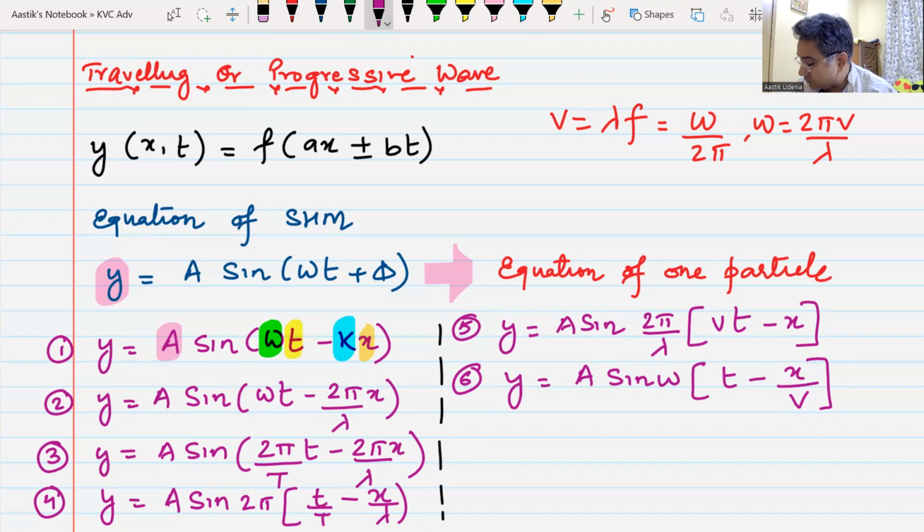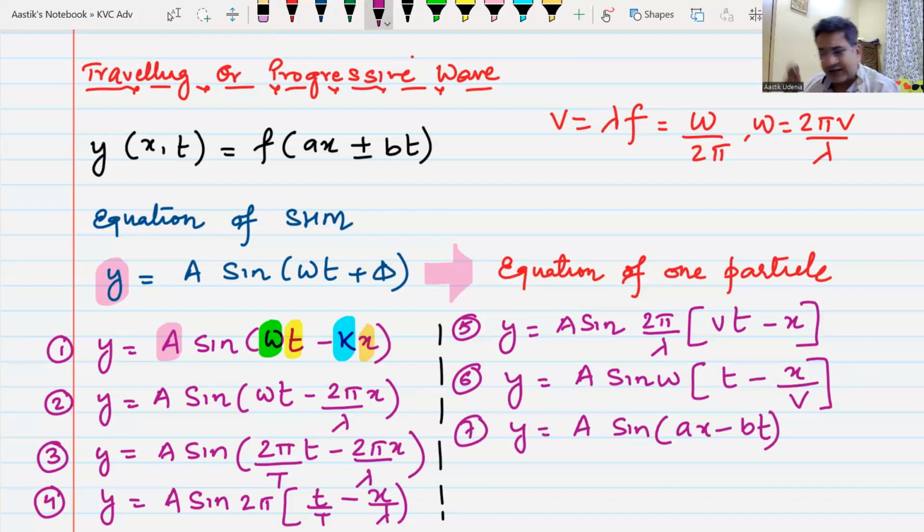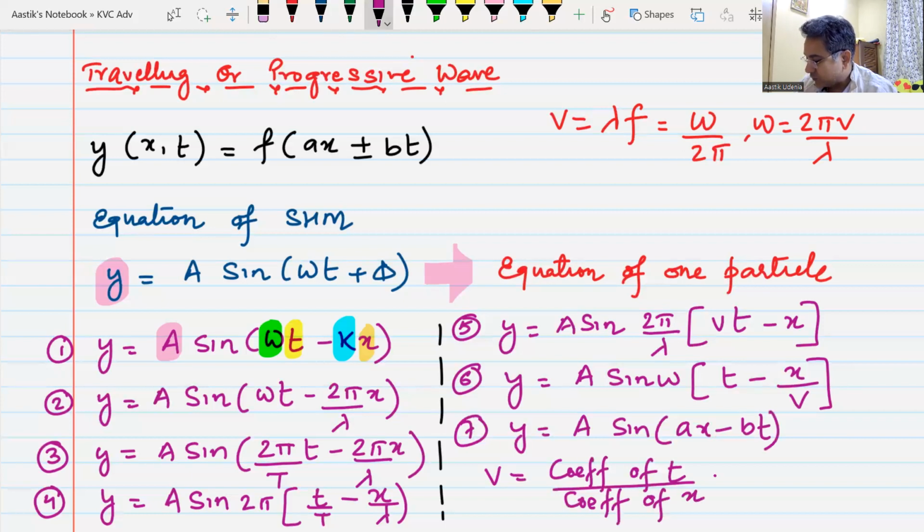If in a general form, you have the equation written as a sine of ax minus bt, or bt minus ax, or at minus bx, it doesn't matter. You can write the speed of the wave as the coefficient of t divided by the coefficient of x. So whatever is there with t, you divide it by whatever is there with x, and you should be able to get the wave speed.